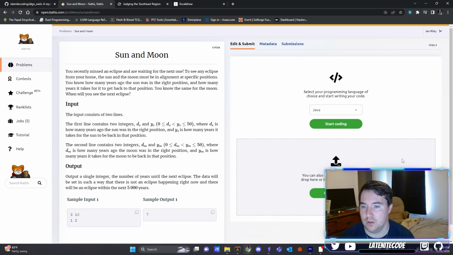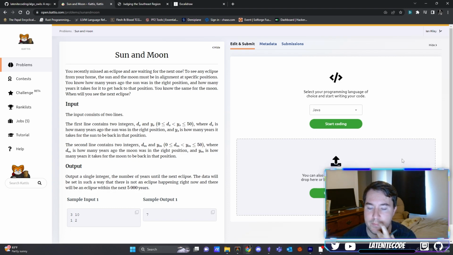The input consists of two lines. The first line contains ds and ys, where ds is how many years ago the sun was in the right position, and ys is how many years it takes for the sun to get back to that position. The second line contains dm and ym, where dm is how many years ago the moon was in the right position, and ym is how many years it takes for the moon to be back in that position. We have to output a single integer, the number of years until the next eclipse, and the data is given such that there's not currently an eclipse, and the next one will definitely occur within the next 5,000 years.